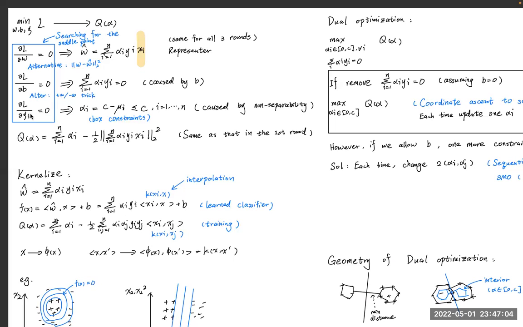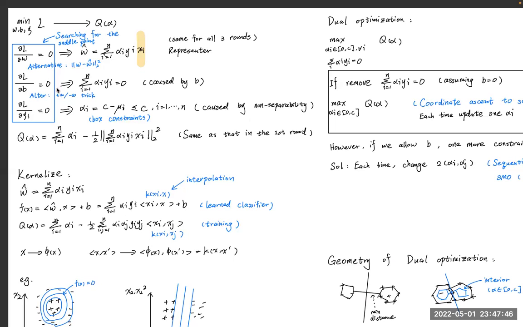And then if we take a derivative of the Lagrangian with respect to psi I and set the derivative to 0, we get this alpha I equal to c minus mu I. And clearly that means alpha I must be less than or equal to c, because mu I is bigger than or equal to 0. Okay, so this is an actual constraint on alpha I, in addition to alpha I being bigger than or equal to 0. This is caused by this non-separable situation where we introduce the slackness variable psi I.